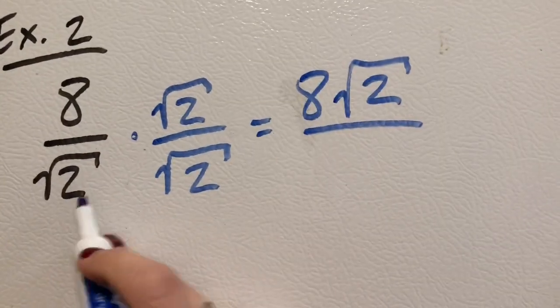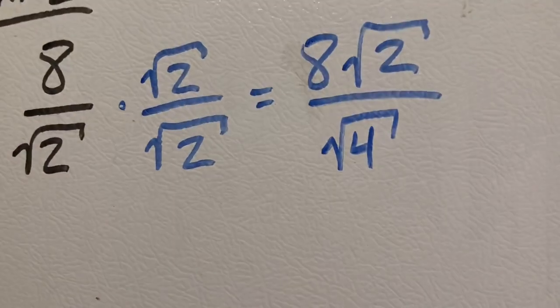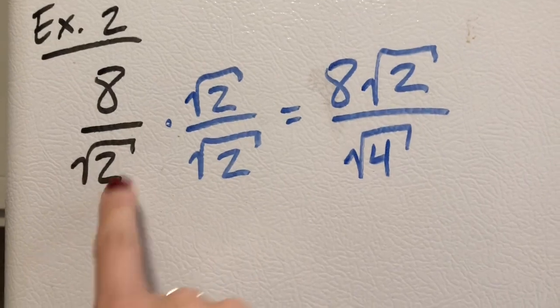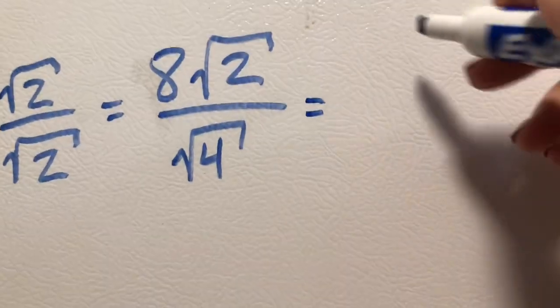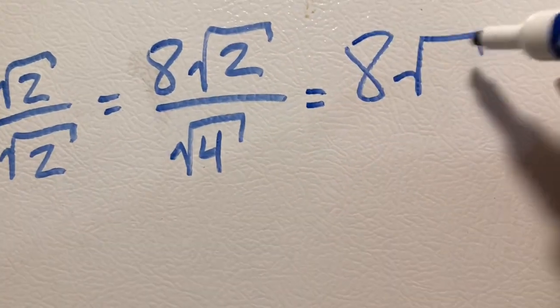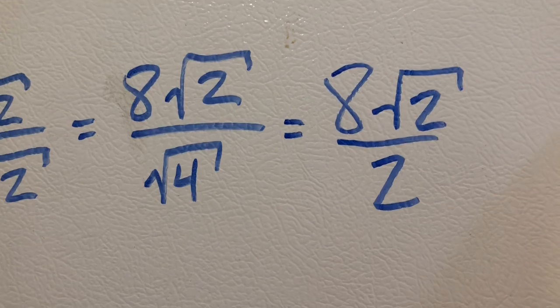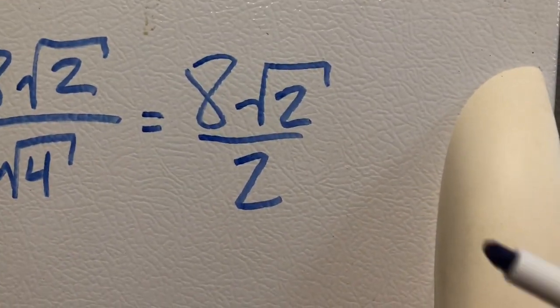In the denominator, my radical 2 times radical 2 is that radical 4, multiplying the 2 and the 2 that are underneath the radical. And then just like on the last one, we're going to end up with a 2 in the denominator as we take the square root of 4. The only difference with this one is that we actually can simplify this one.